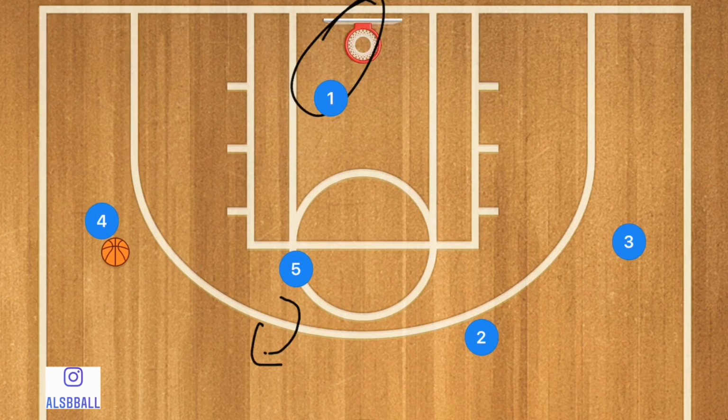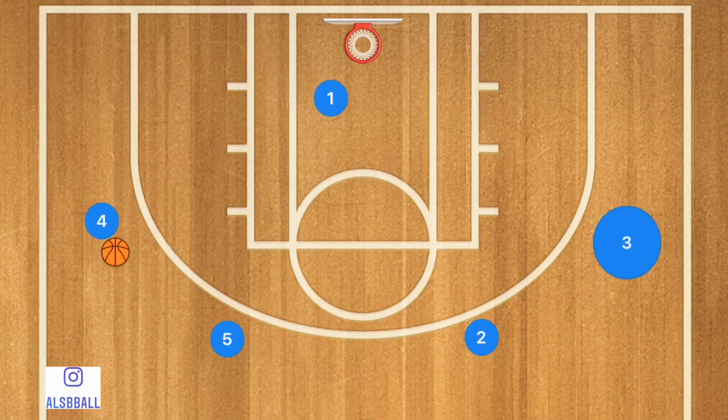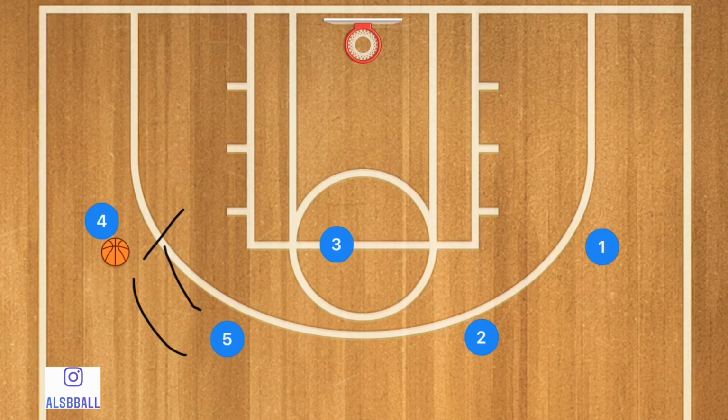Player 5 is then going to pop to the 3-point line, and we're going to have player 3 filling that high post position, and player 1 is going to fill player 3's spot. Now, at this point, player 5 can set a screen for player 4, and player 4 can then get the ball at the point, or if player 5 is open, player 4 can pass towards player 5.